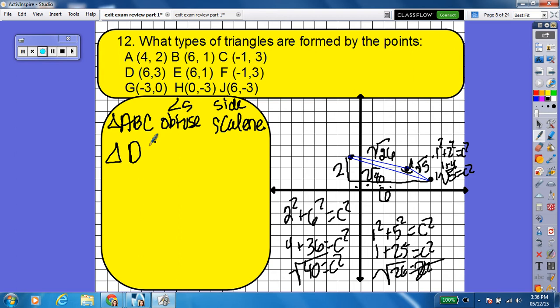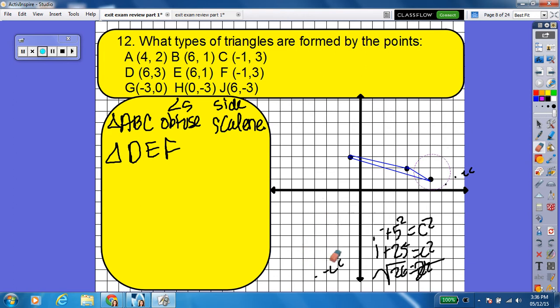Triangle DEF, same process here, folks. So I'm going to rearrange and cancel these things out. Let me make my eraser a bit bigger here. Clean this up. And I'm going to move my points. So I'll get my lines out of the way here. So this point, D, is at 6, 3. There it is. 6, 1, I already have graphed. And -1, 3. So here's what I have here, folks.